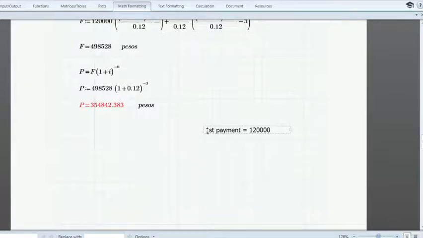Then, yung second payment, ilan ang second payment? Eh, di ba sabi niya, every year, mag-i-increase yung bayad ng 30,000 pesos. Kung 30,000, si 120 plus 30 is 150,000.